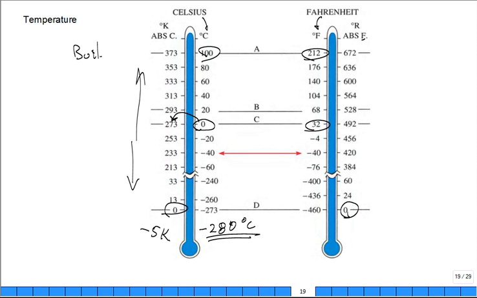0 Rankine is the same as 0 Kelvin. And then the difference between Fahrenheit and Rankine is 460, so you add 460 to Fahrenheit to get Rankine. All right. Notice the red line right here. What does that indicate? The same measure of coldness. -40 is pretty cold. But it's the same degree of coldness at -40 in degrees C and degrees F. It's a very unique place, right?